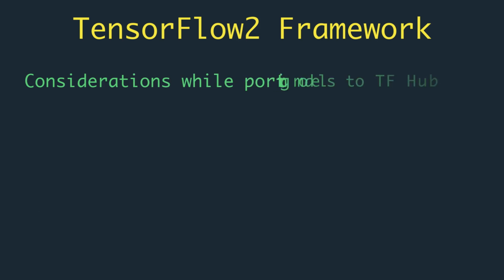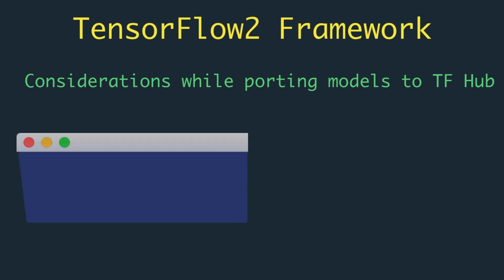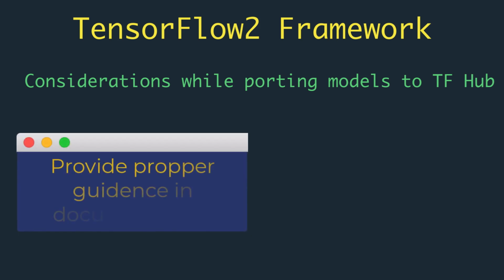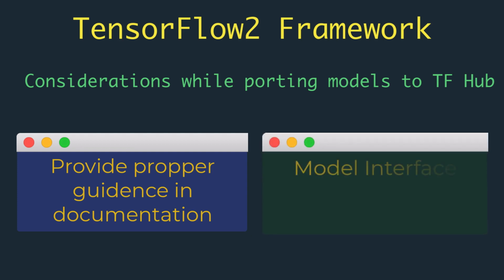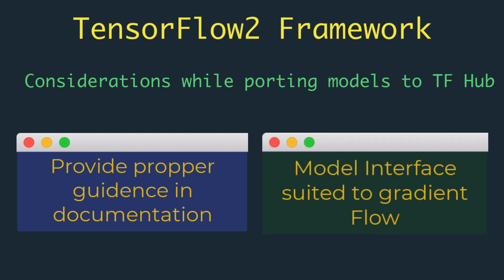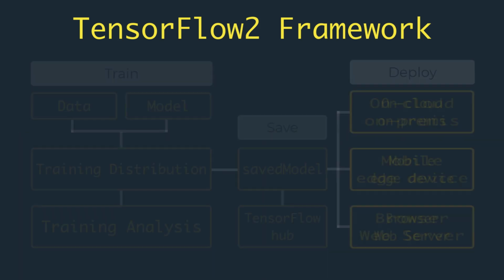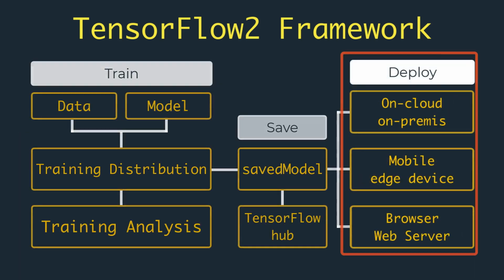There are several considerations you should take into account while sharing your model on TensorFlow Hub. The first one is, think ahead of time about how your model's consumers should fine-tune it, and provide guidance in the documentation. And secondly, choose a model interface that plays well with gradient flow, like output logits instead of softmax probabilities or top-K predictions. Great. Now let's move on to the deployment phase.